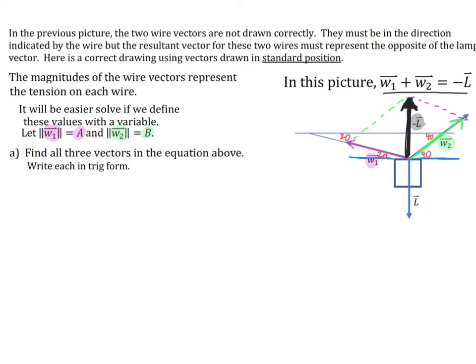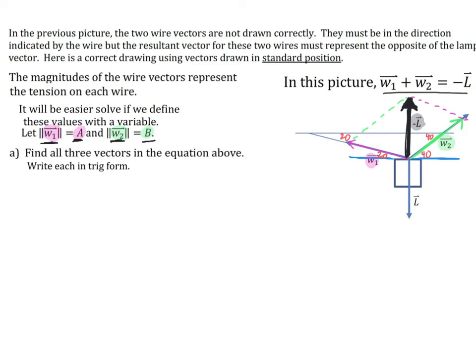It says, the magnitudes of the wires represent the tension on each wire, and it will be easier to solve if we make the magnitude of wire 1 equal to capital letter A, or some kind of variable, and the magnitude of wire 2 equal to B. So just keep that in mind. It says it a little bit later in the notes, but I went ahead and put it now because I think it's going to be easier if we do that earlier on.